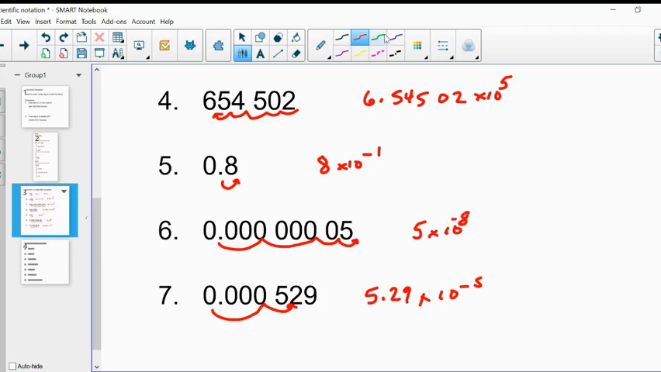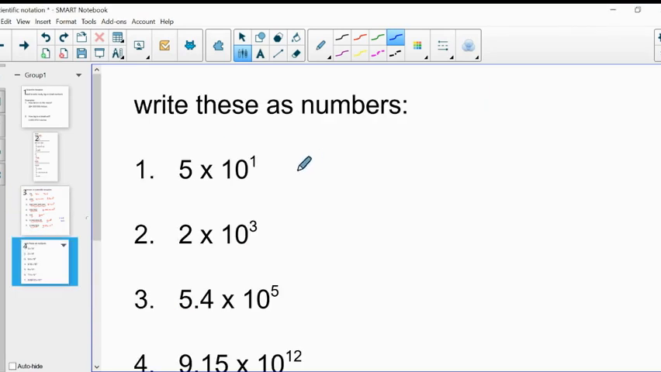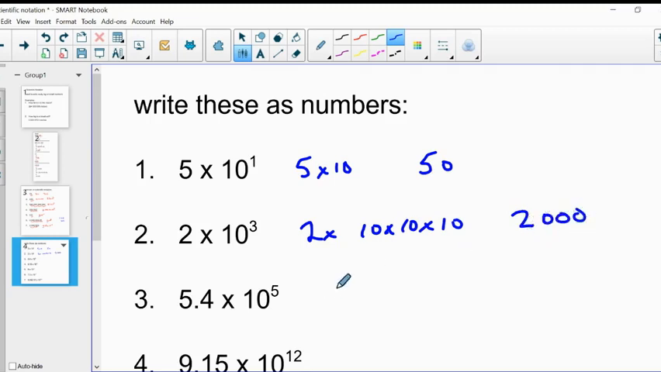The only rule we need to keep in mind here is that the base number that's written here must be somewhere from 1 to 9. Okay? Now let's convert scientific notation into proper number format. This is just saying 5 times 10, so that's 50. This one is saying 2 times 10 times 10 times 10, which is 2,000.